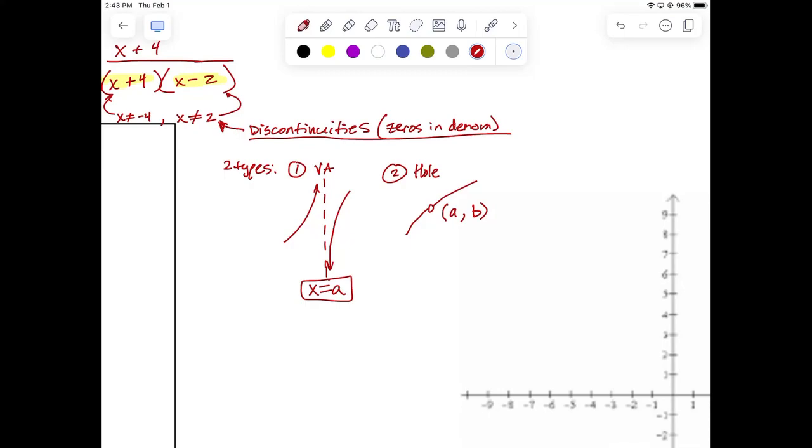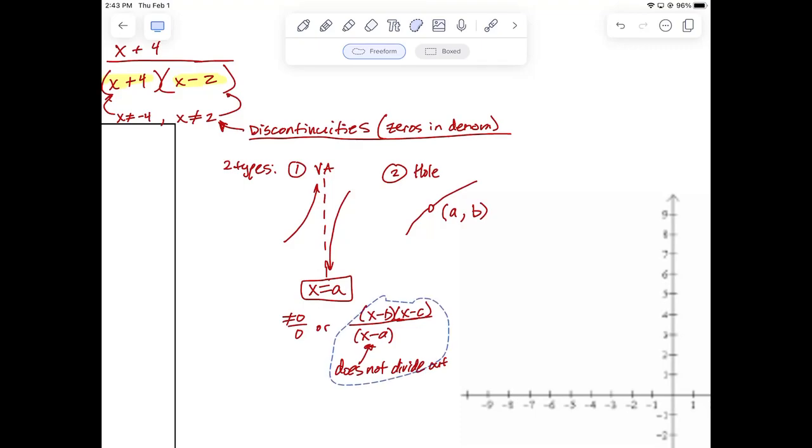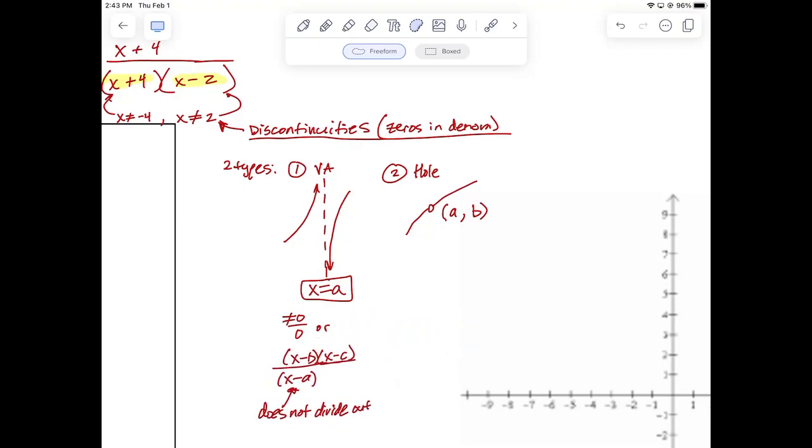A vertical asymptote is anytime you plug in and you get non-zero over 0, or you get something like x minus a, and then in the top you have like x minus b times x minus c. This does not divide out. If your factor that causes a 0 in the bottom does not divide out, you have yourself a vertical asymptote.